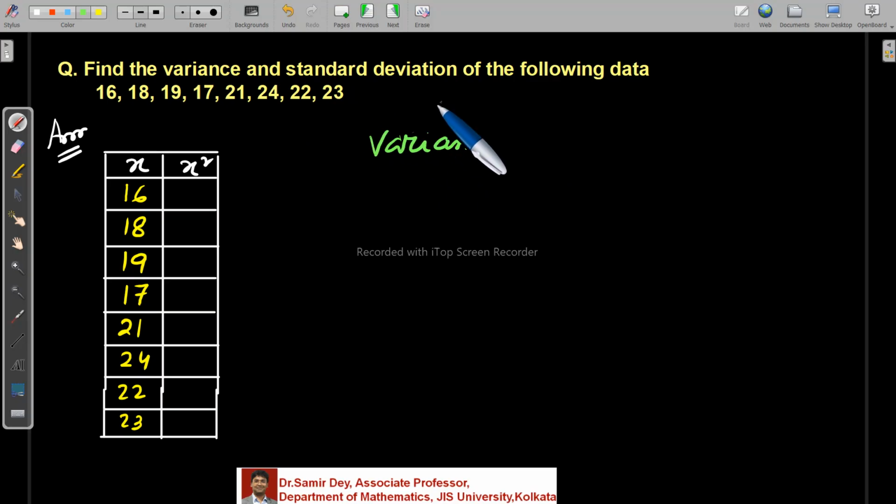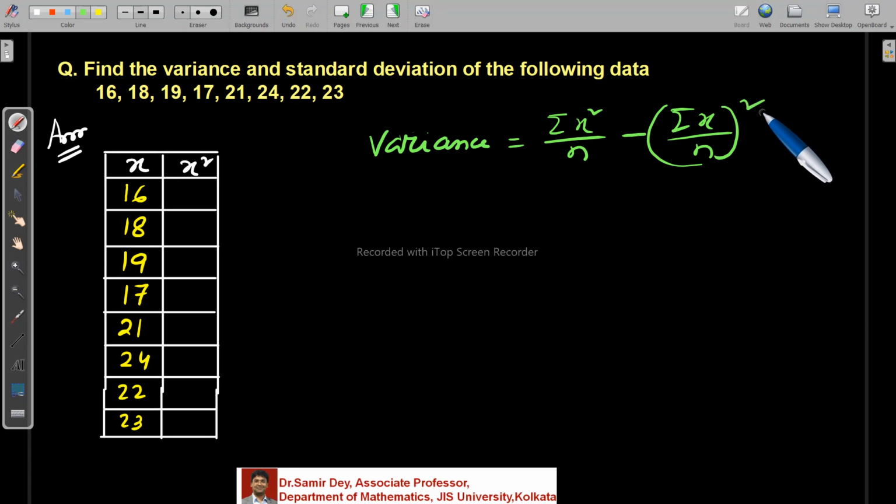If you have individual data, variance equals summation x square by n minus summation x by n whole square. Clear? So here you need to identify your x square, summation x square, and summation x. So these are the x values. Here what is n? n is equal to the number of data. How many data do you have? 1, 2, 3, 4, 5, 6, 7, 8. So here n is equal to 8.